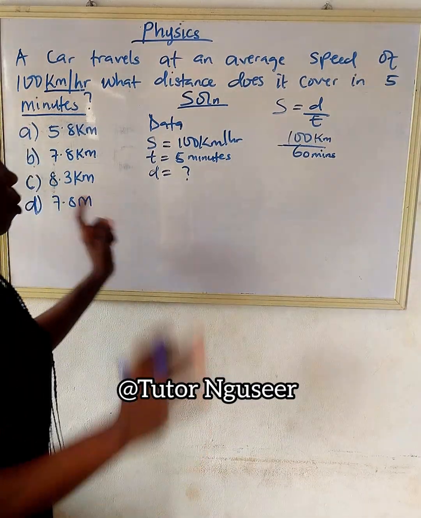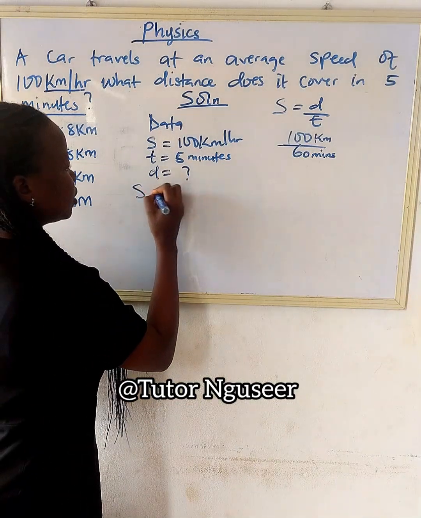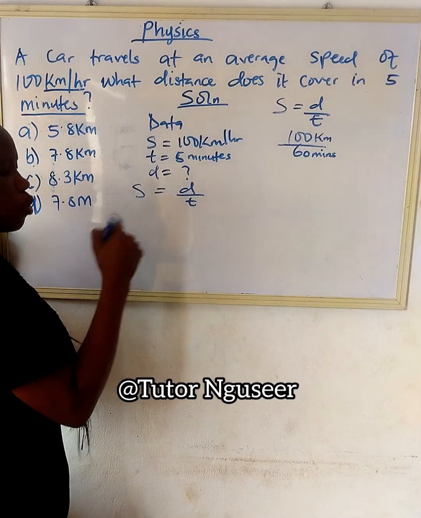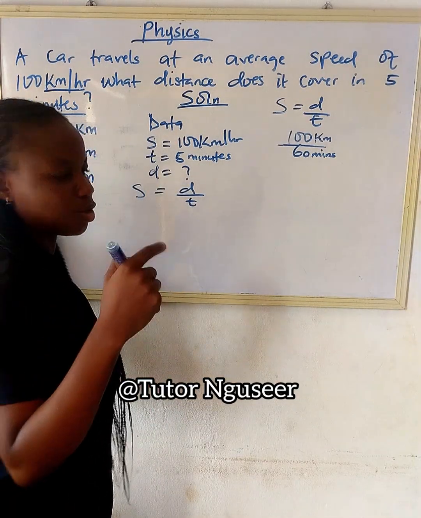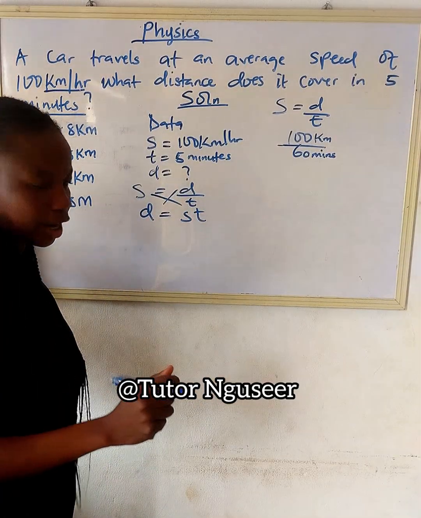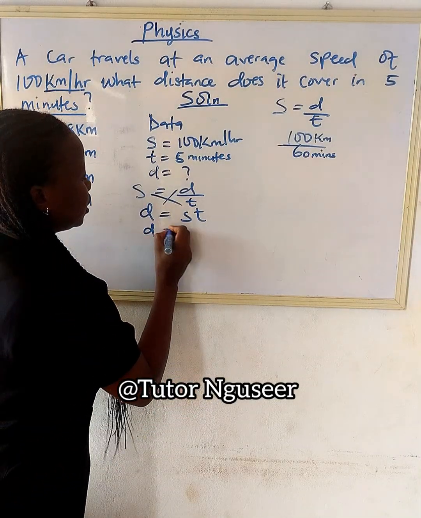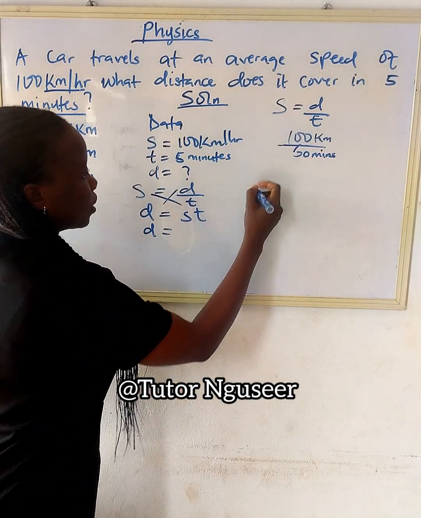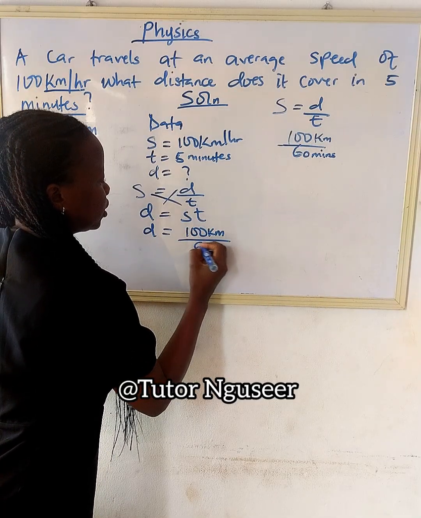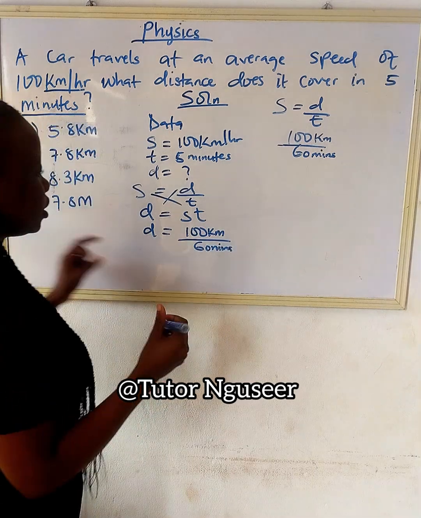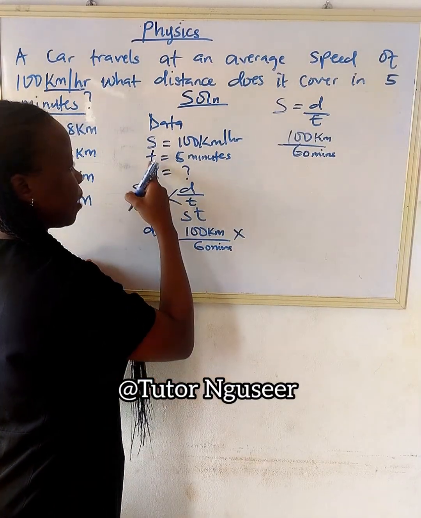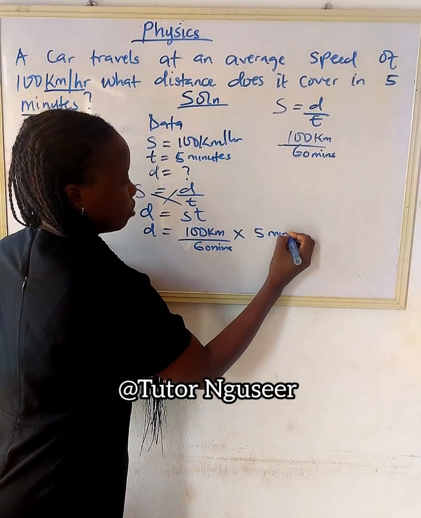Alright, so now let's go back to our formula that says speed is equal to distance over time. Distance is not known, I'm looking for it. So I'm going to make distance the subject of the formula by cross multiplying. I have distance is equal to speed times time. Now d is equal to, what's the value of my speed? I'm going to say 100 kilometer divided by 60 minutes. This is the whole value of speed, times my time. What is my time from the question? 5 minutes.